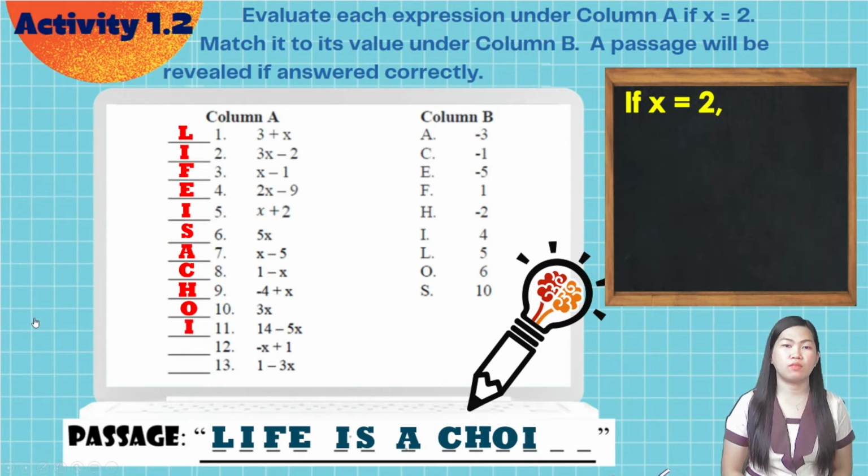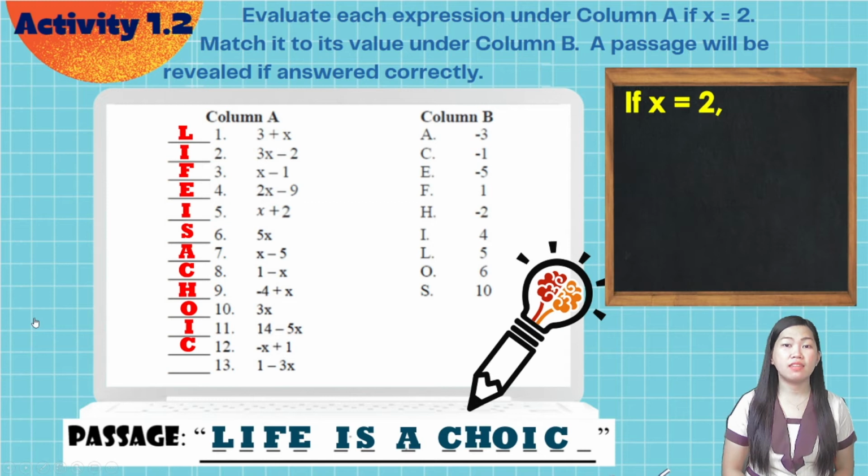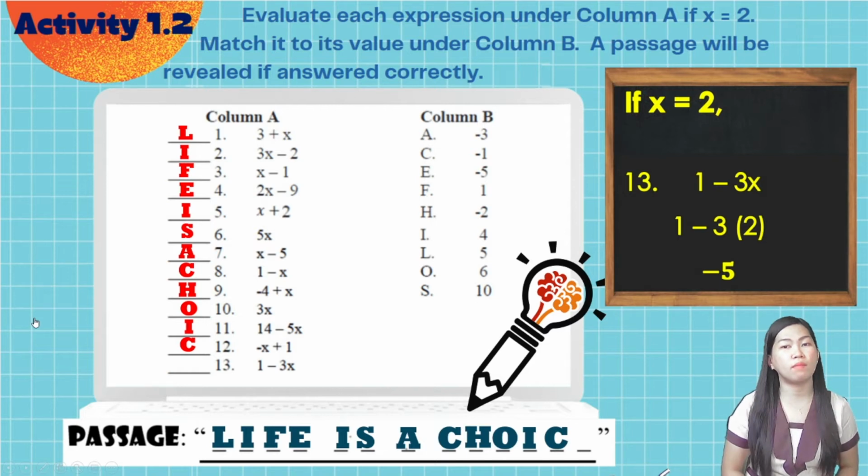Next one, second to the last, we have number 12. And number 12 expression is negative x plus 1. So substitute the value of x. So minus 2 plus 1 is equal to negative 1. And negative 1 is in letter C. And last, 1 minus 3x. So the last expression is 1 minus 3x. Substitute the value of x. So we have 1 minus 3 times 2 is equal to negative 5.